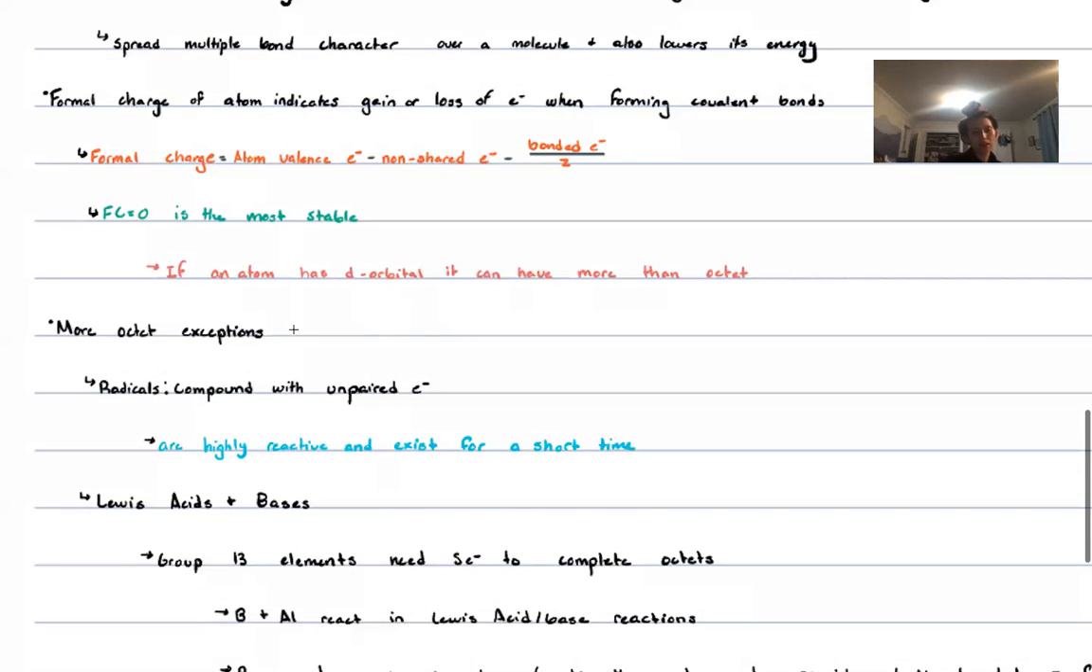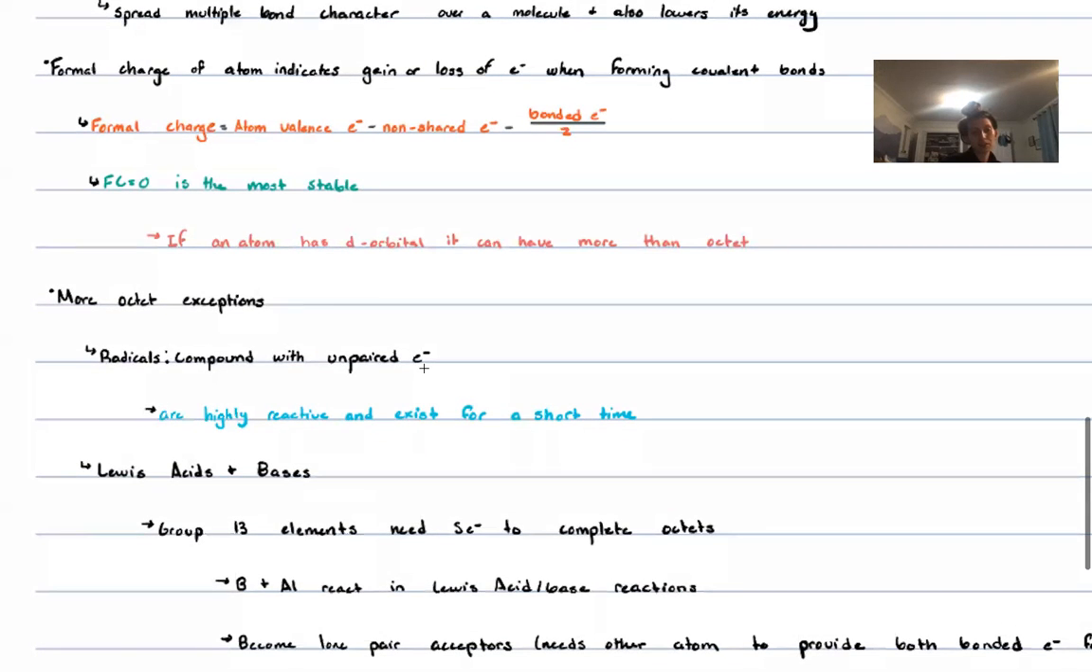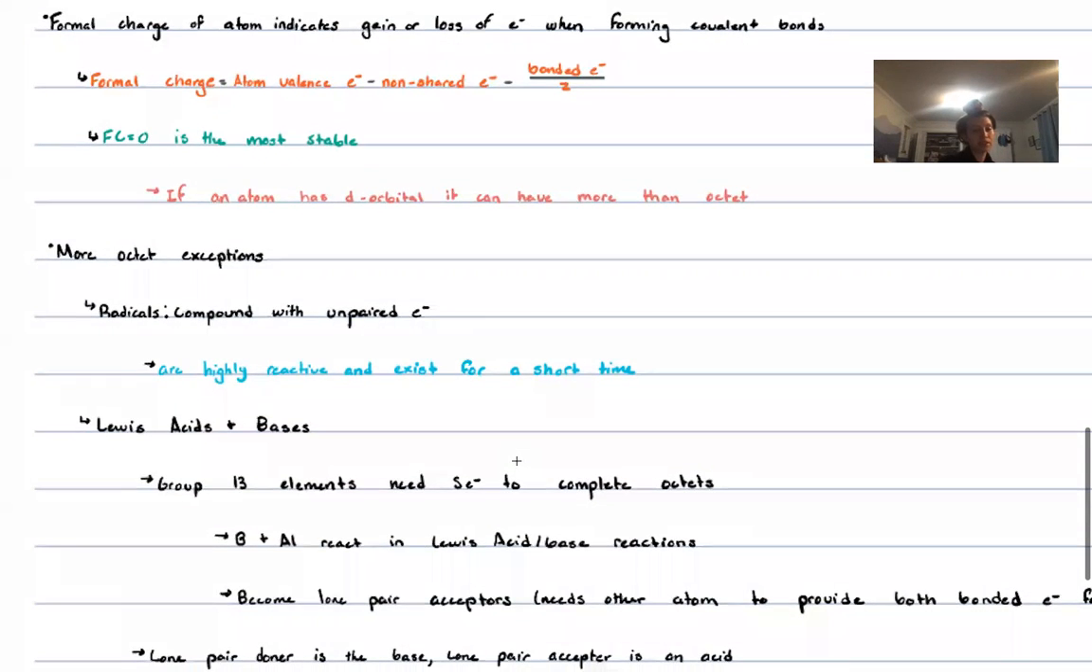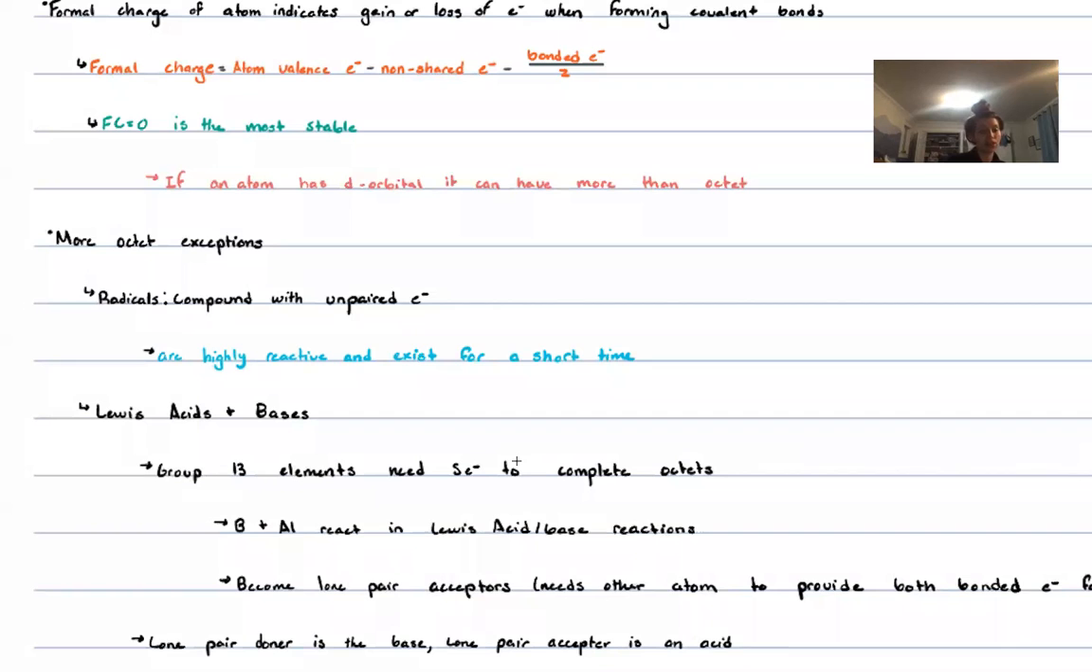So any other octet exception is radicals. These are basically any compounds with an unpaired electron attached to it, and they are super, super reactive. So if you wanted a really quick reaction, then you deal with radicals. But because they're really highly reactive, that means they have a lot of energy. They're very unstable, so they don't last very long.